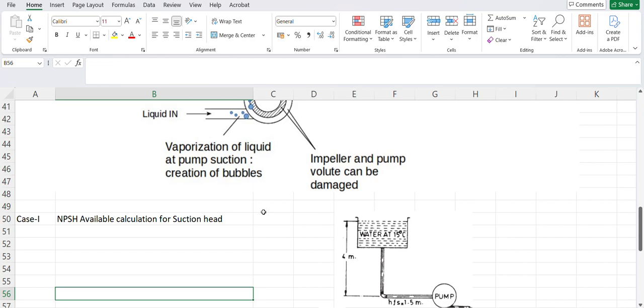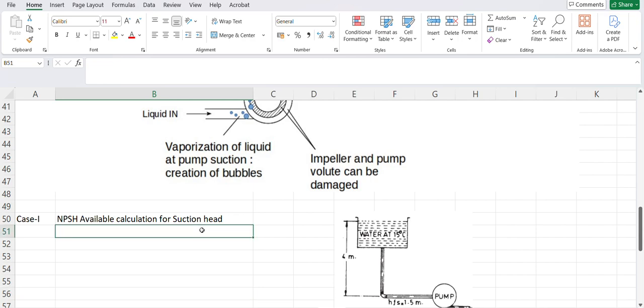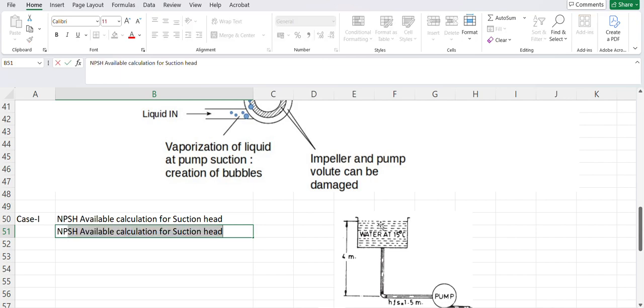So here I have considered the first case, that we have static suction head. Okay, so this is the first case. In that case, we have an open tank at an elevation of 4 meters from the pump suction line, and that is open to atmospheric pressure.